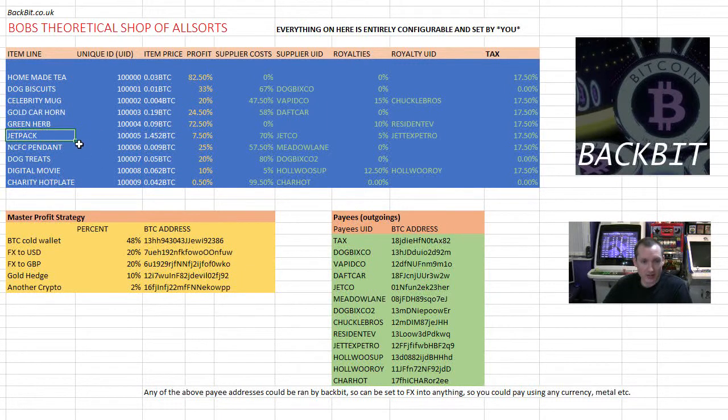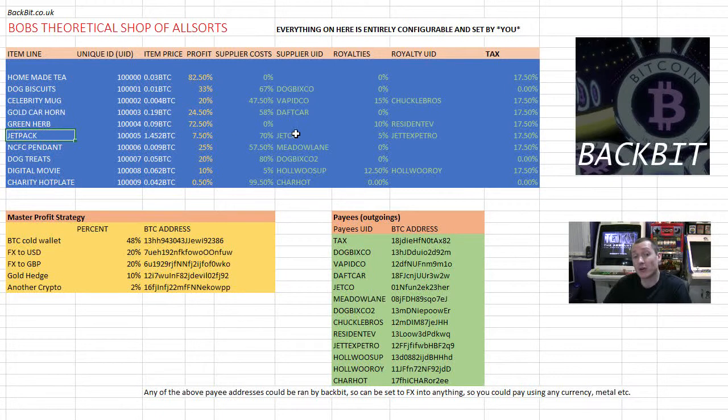Yes, a jet. So the shop sells jetpacks for whatever reason. Only 7.5% of that sale is profit, but that still goes to the same profit strategy as Tim had. So essentially, it's splitting it down. 7.5% goes into this, again, colour-coded box.